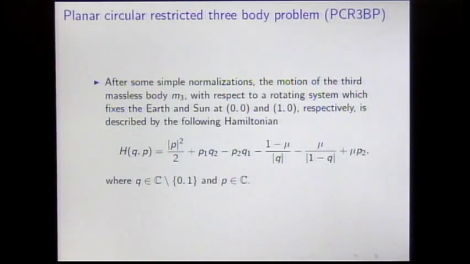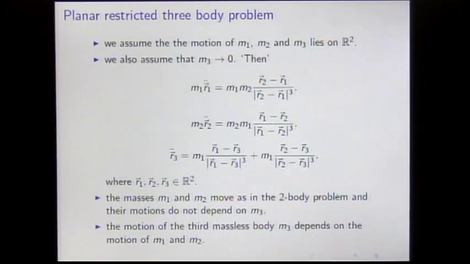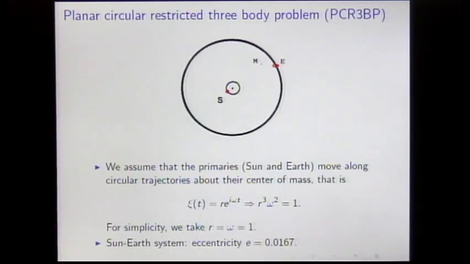Okay, so since we prescribe the motion of the Sun and the Earth as circular trajectories, the equation of motion of the third body depends on time. To avoid this problem, we fix a rotating system which rotates together with the first two bodies, the primaries. With respect to this rotating system, the two primaries stay at rest, okay? They are aligned with the center of mass. Then we describe the motion of the third body with respect to this rotating system. Now it does not depend on time anymore.